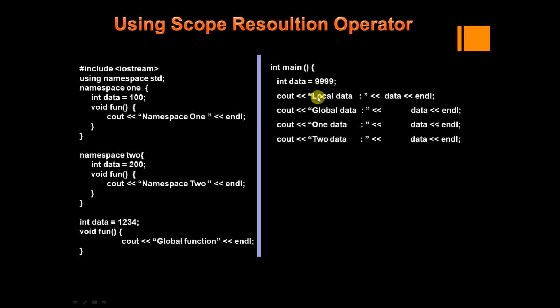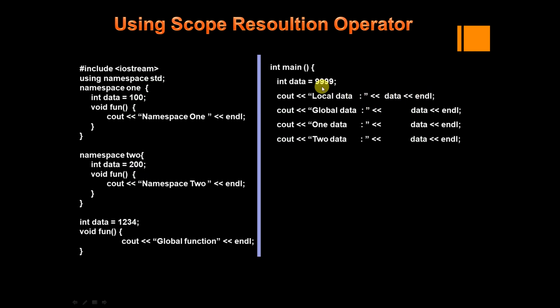Now I have one more complexity added. I have one more variable, int data equals 999, which is also a local variable. So when I say cout data like this, what will it do?